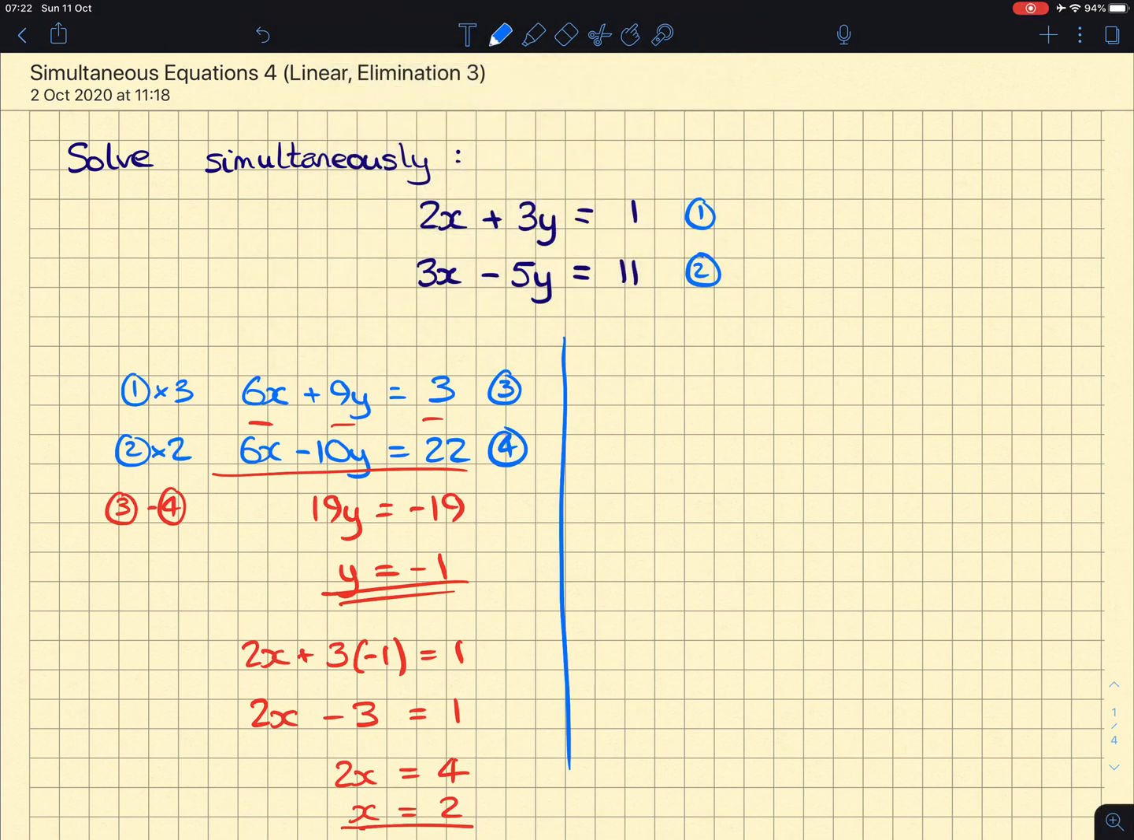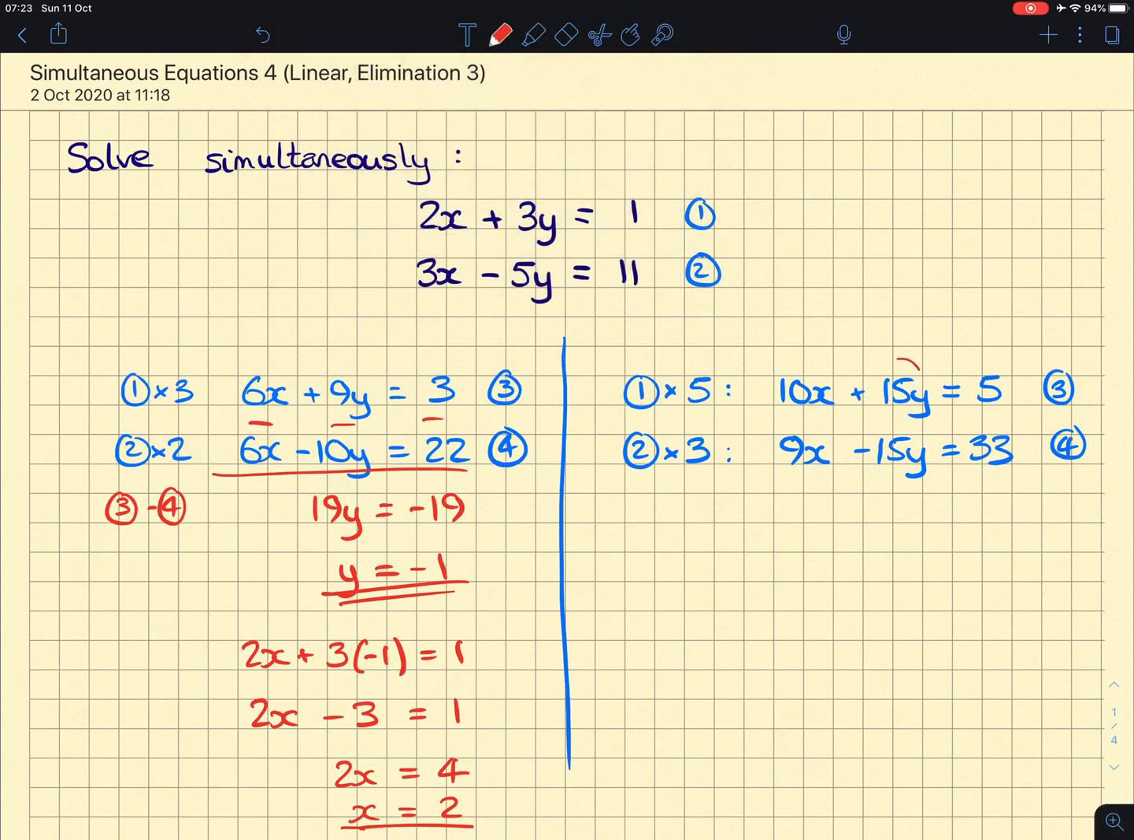Okay, so we should have those same answers for our other one, x equals 2 and y equals minus 1. So in order to make the y's the same, or the opposite even, we're going to multiply 1 by 5, and we're going to multiply 2 by 3. So that's going to give us 2x becomes 10x, 3y becomes 15y, and 1 becomes 5. We'll then have 3x becomes 9x, minus 5y becomes minus 15y, and 11 becomes 33. So that's our equations 3 and 4 for this way.